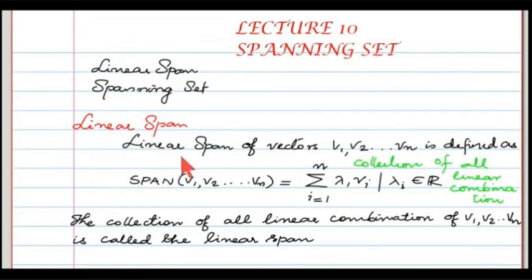Linear span. The linear span of vectors v1, v2, ..., vn is defined as span of v1, v2, ..., vn equal to the sum from i equal to 1 to n of lambda i vi, for every lambda i an element of R. That is the collection of all the linear combinations. So lambda i vi is a linear combination, and we take the whole collection. The collection of all linear combinations of v1, v2, ..., vn is called the linear span.